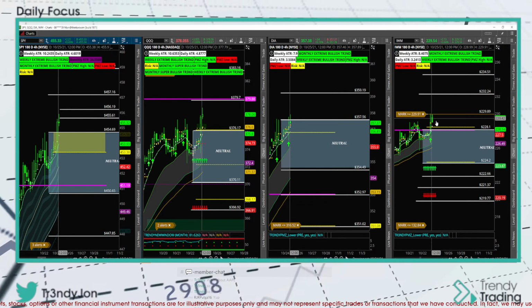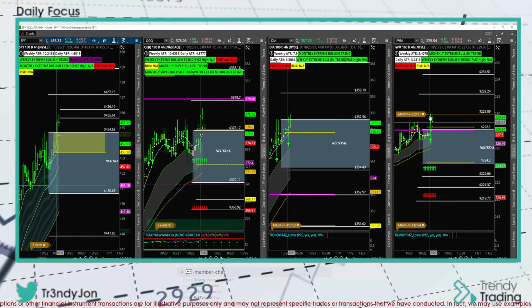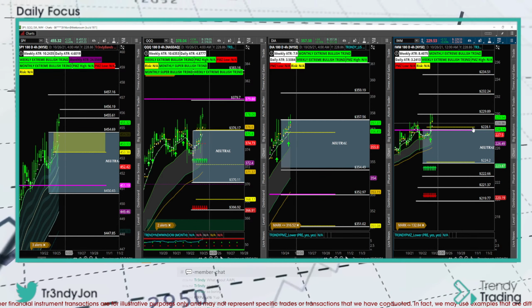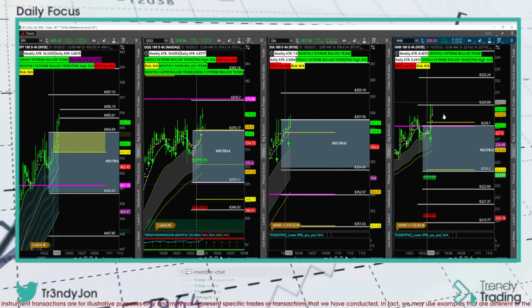IWM, I went ahead and closed my position here at T1. Notice it came up and tagged that. Let's take that alert off. You can see there, to the tick, really.